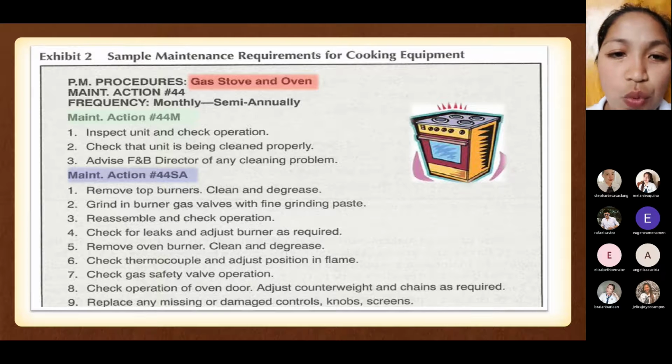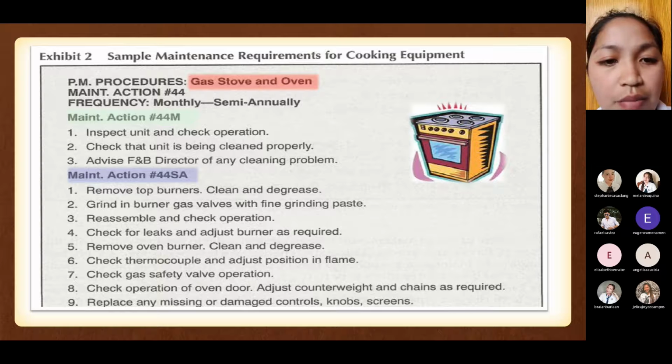These are the steps on how to maintain the equipment. Number one, inspect unit and check operation. Check that unit is being cleaned properly. Advise the F&B director of any cleaning problem. Another step, remove top burner, clean and degrease, grind the burner gas valve with fine grinder face. Reassemble and check operation. Check for leak and adjust burner as required.